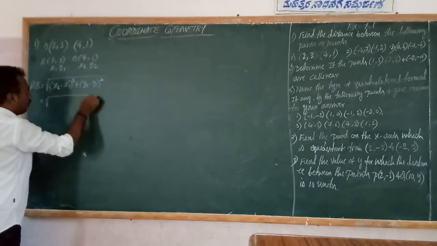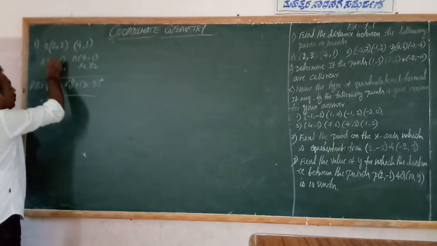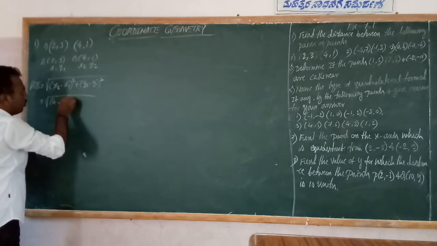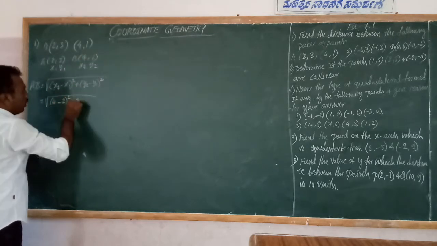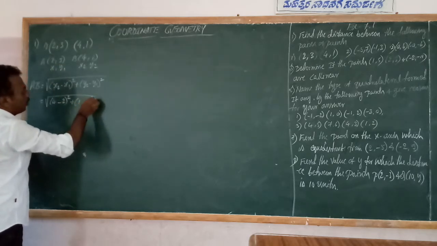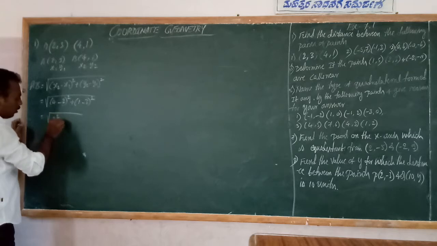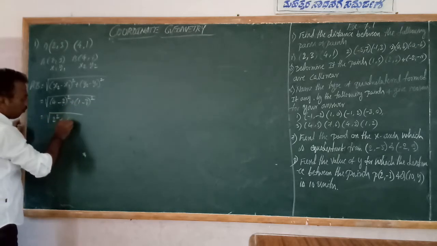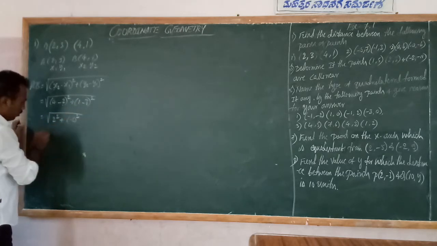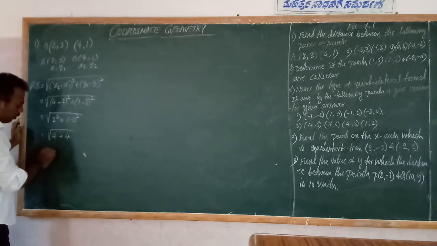So square root of x2 means what? x2 is 4, minus x1 which is 2: 4 minus 2 whole square, plus y2 which is 1 minus y1 which is 3: 1 minus 3 whole square. Now calculate it. 4 minus 2 becomes 2 square, plus 1 minus 3 becomes minus 2 whole square. Square of 2 is 4, minus 2 whole square is also 4. So 4 plus 4 becomes 8.